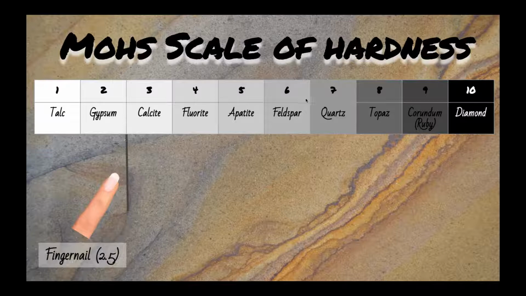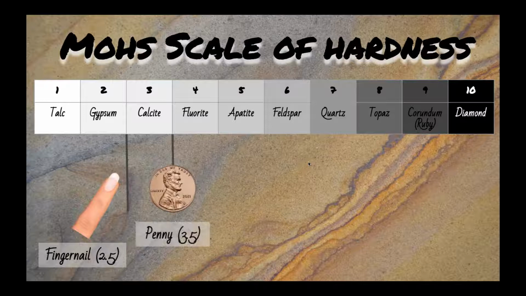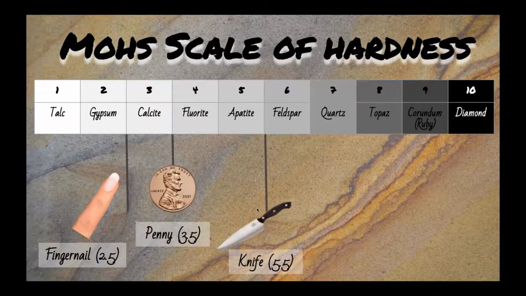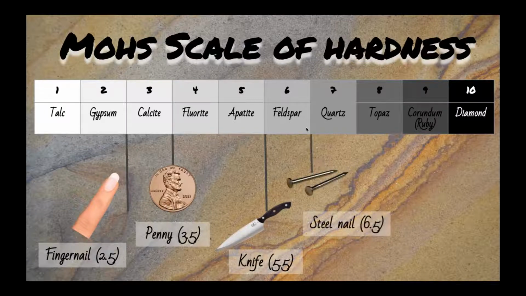Now, everything else on the scale above a 2.5 is going to be harder and would in fact scratch your nail. All right, so the next item is a penny, and that is at a 3.5. So it is just harder than calcite, not quite as hard as fluorite. Then we have a knife, a kitchen knife, that is 5.5 on the scale. So it is harder than apatite, but not as hard as feldspar. That's almost in the middle of this whole scale. Then we have even harder, the steel nail at 6.5.